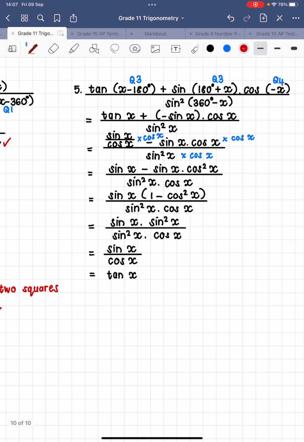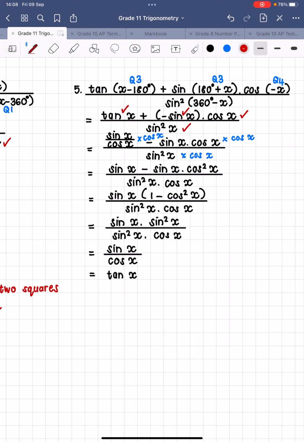For number 5, there was quite a lot going on in this question. X minus 180 is quadrant 3, tan is positive there. For the next one, 180 plus is also quadrant 3, and sine is negative in the third quadrant. Cos of negative x is quadrant 4, cos is positive there. And then again at the bottom of the fraction, in our denominator, we have sine squared, so it doesn't even matter which quadrant that's in. So you can see I just went straight to sine squared x.